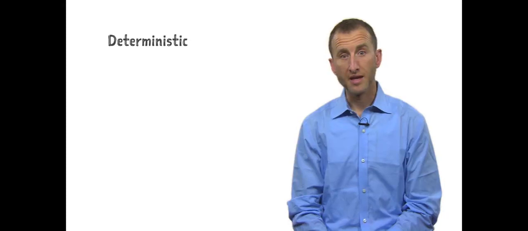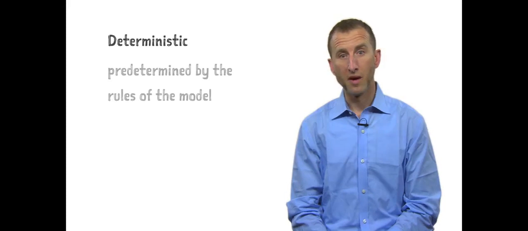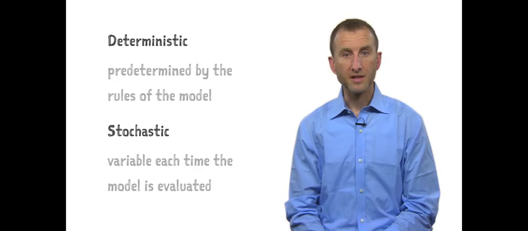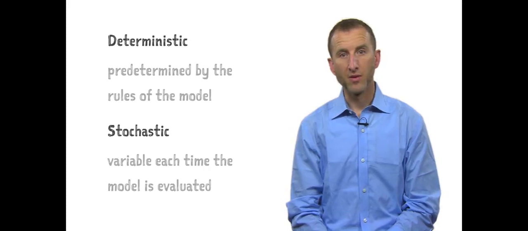Another important dichotomy in infectious disease modeling is whether or not the outcomes are deterministic, that is, predetermined by the rules of the model, or stochastic, that is, variable each time the model is evaluated.